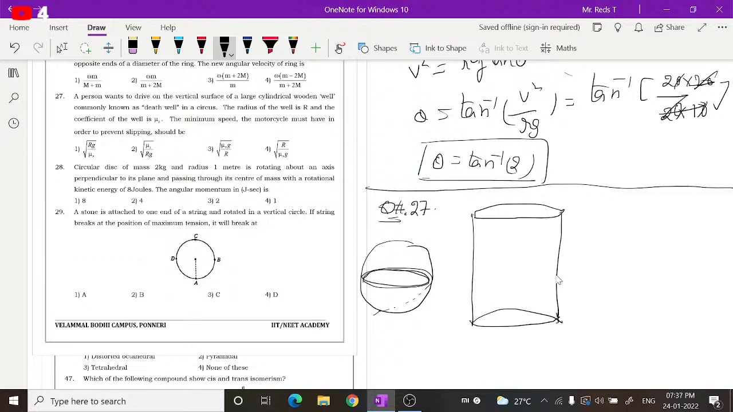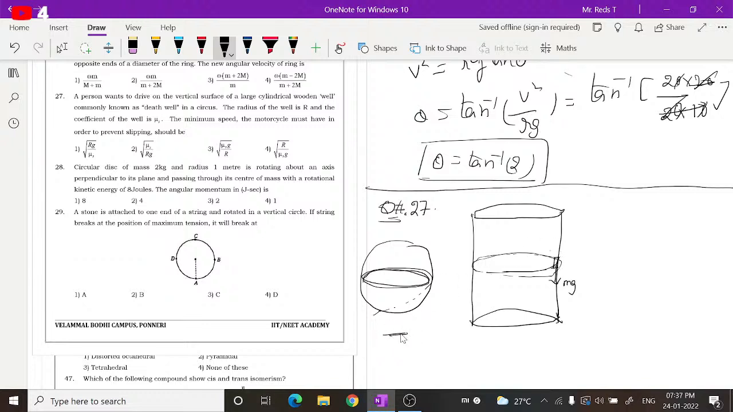Here the vehicle is moving in these circular paths. We call this kind of path a death well. It can be spherical or cylindrical also, but the same concept will come here. If you consider this is the body, the vehicle, because of its mass, mg will act downwards.